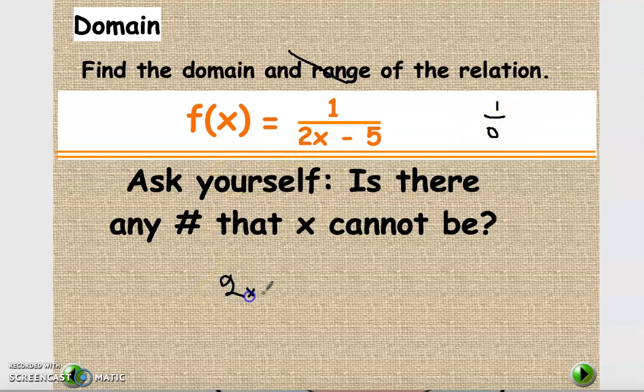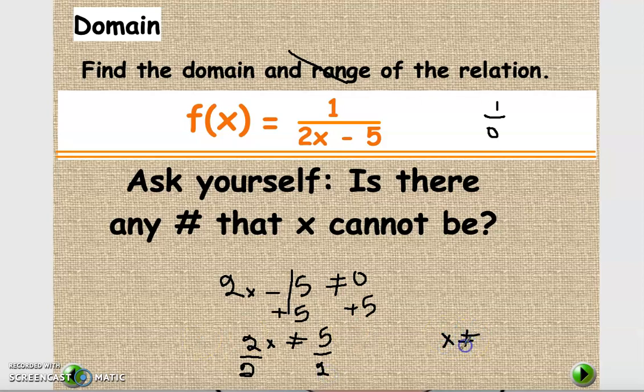So 2x minus 5 should be different from 0. To find x, we will add 5 on both sides. So 2x does not equal 5. Divide by 2. So x should not equal 5 over 2. So the domain of definition is R, all real numbers except 5 over 2. Or we can say it's minus infinity to 5 over 2 excluded, union 5 over 2 excluded to plus infinity.